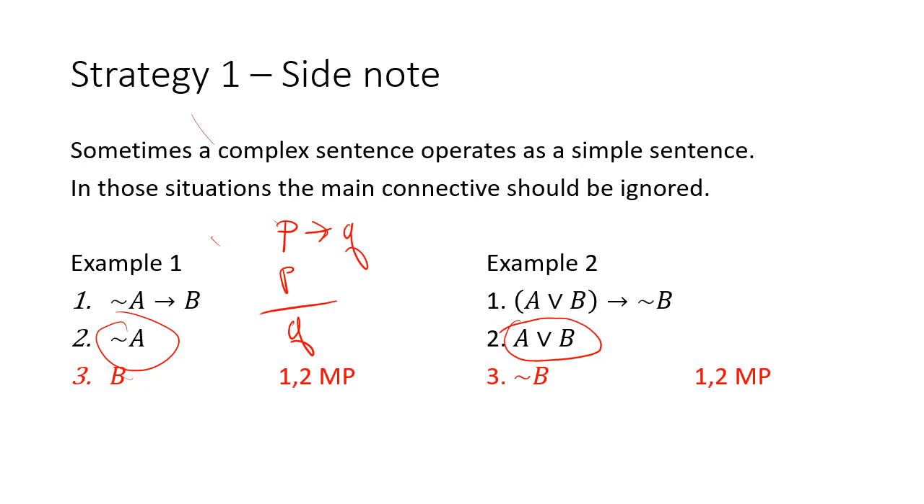So despite the fact that both of these actually have a main connective, in number 1 the main connective is a negation, and in number 2 the main connective is a disjunction, because of the role that it's playing, it should really just be understood as a simple sentence. So that happens sometimes too, and it's something to keep in mind.